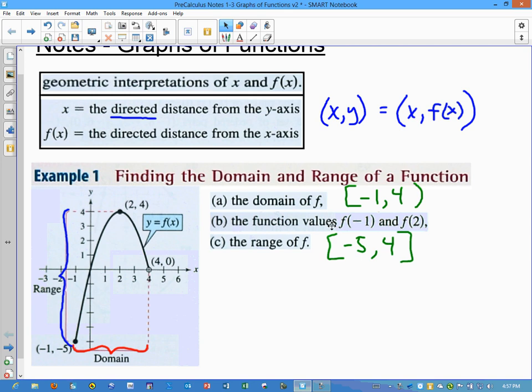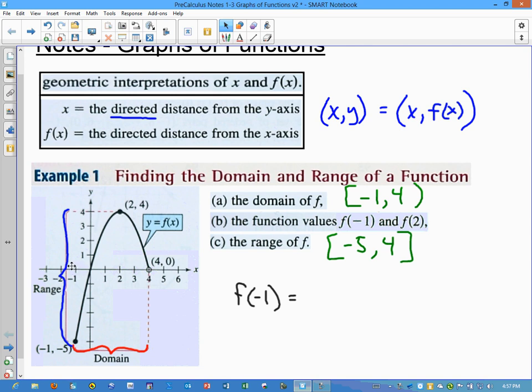Now for the function values, what is f of -1, f of 2? Well, let's start with f of -1. You can think of that as the input-output. If x is -1, what is f of x, or what is y? So you would go to -1 on your x value. That is, your input is your x value.